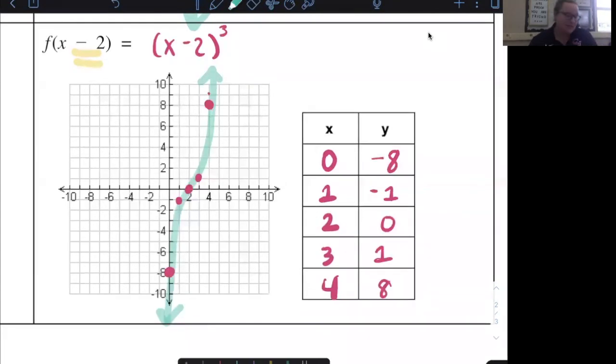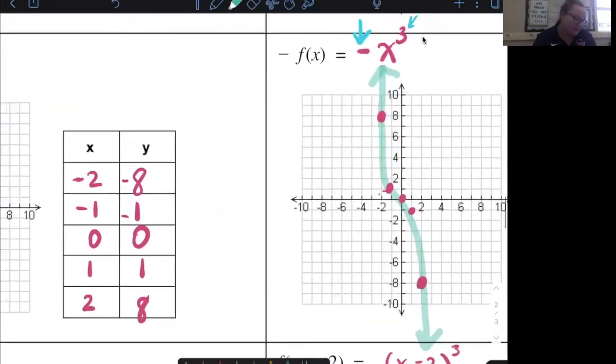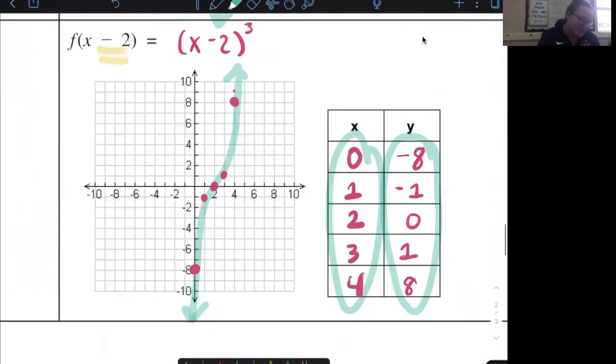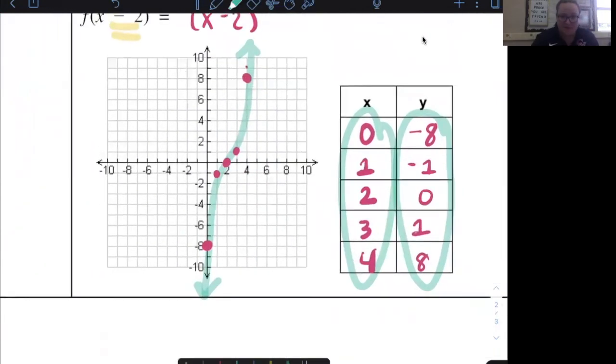Our new function is x minus 2 to the third power, or x minus 2 cubed. When I plugged in these x values, I actually got the exact same y values as my parent function. Because when I shift a graph left and right, that doesn't impact my y values. It only impacts my x values because the x-axis goes left and right. So that kind of makes sense, right?